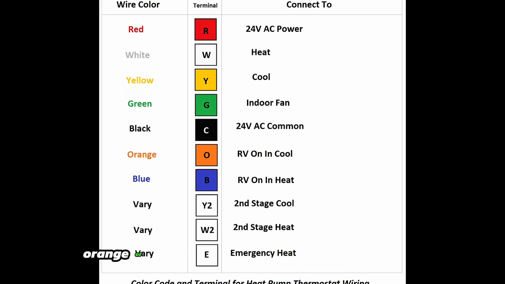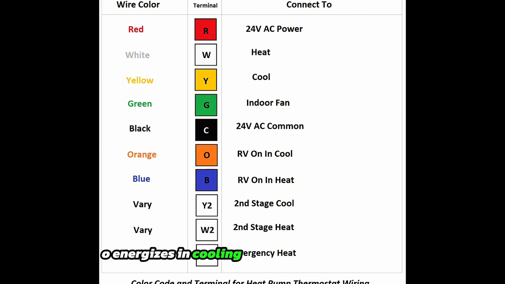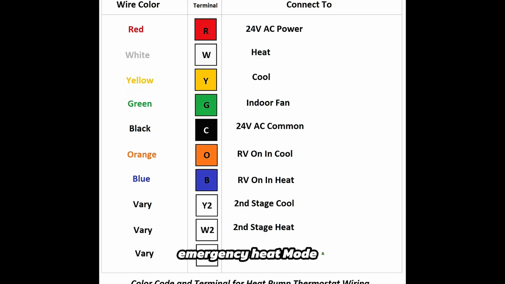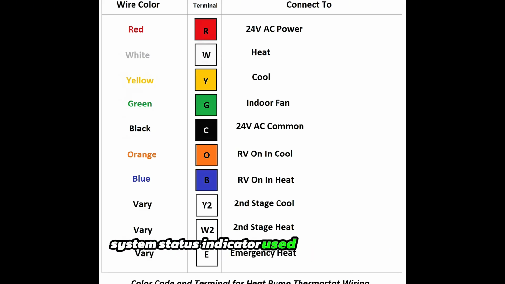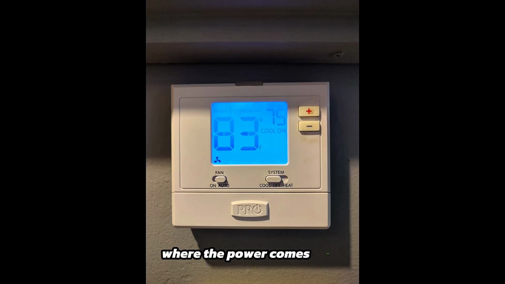O or B, orange or blue, reversing valve signal for heat pumps. O energizes in cooling. B energizes in heating. Aux, white or pink, auxiliary heat, usually backup heat on a heat pump system. E, gray, emergency heat mode. L, system status indicator, used with advanced thermostats. Remember, the colors are just a convention. Always verify with a meter or system schematic where the power comes from.